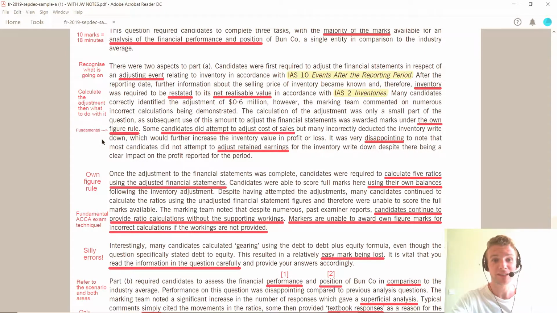As you can see from what I underlined from what the external examiner said, candidates did not attempt to adjust the cost of sales, very disappointing, and adjusting the retained earnings. So this was a case of learning the process, what was happening in terms of the workings, and even if you got your figure wrong at the start, the actual adjustment, the 0.6 million, you'd have got some working marks for actually attempting this. And as you can see in the actual examiner's notes, do you really want to disappoint the external examiner and the marker in your script? Well, if you follow these notes, you will not. But how many people actually follow them?